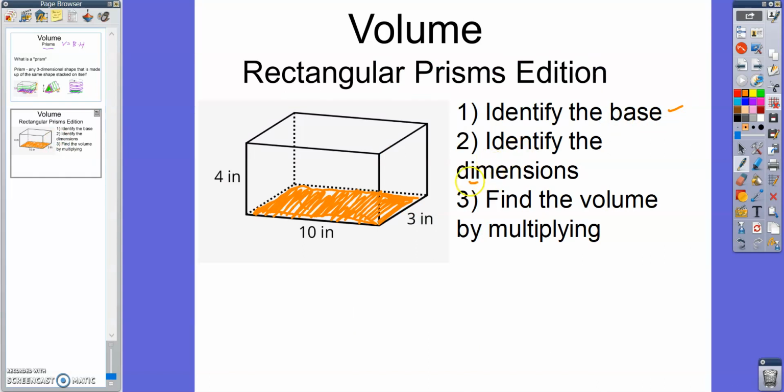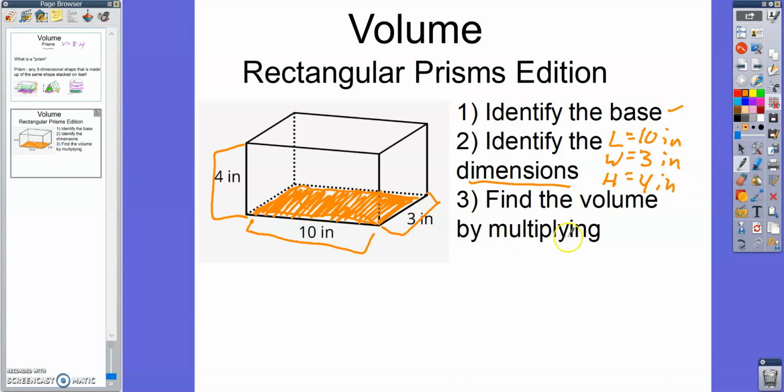Done. Identify the dimensions. By dimensions, I mean length, width, and height for rectangular prisms. So there's 3 dimensions. There's three different measurements. That will be different for triangles. It'll be different for circles. But for today and rectangular prisms, we're going to need the length, the width, and the height. So the length here is going to be 10. It is the longer of the 2 base measurements. It's going to be in inches. The width is going to be the shorter of the 2 base measurements. In this case, it's going to be 3 inches. And the height is how tall it is, how many of those rectangle bases are stacked. It's going to be 4 inches.